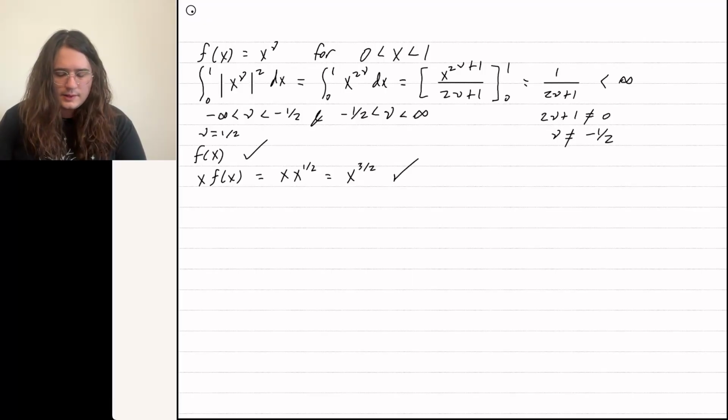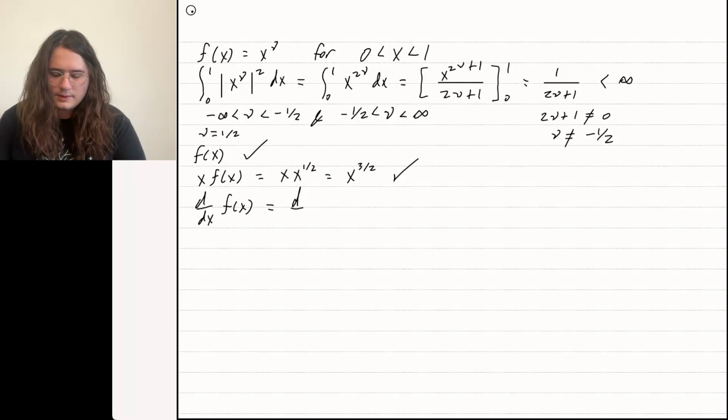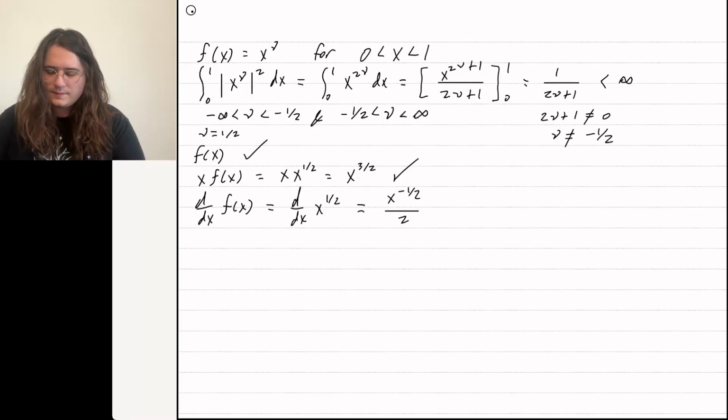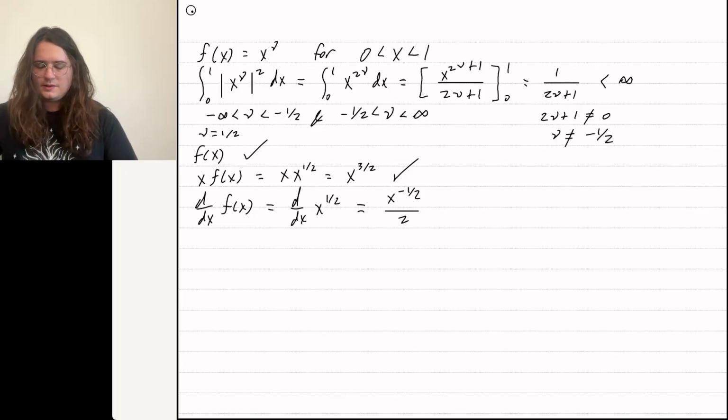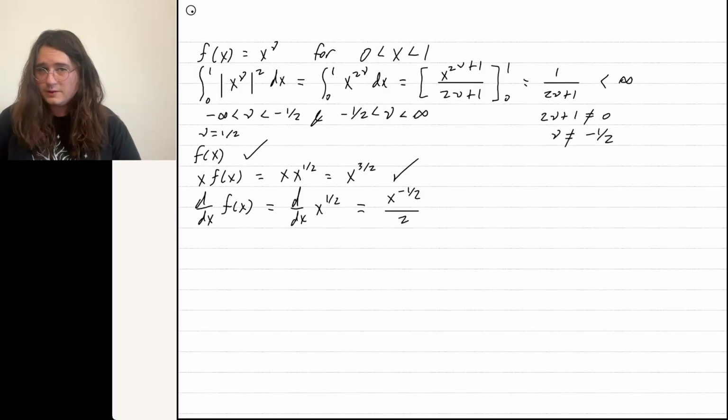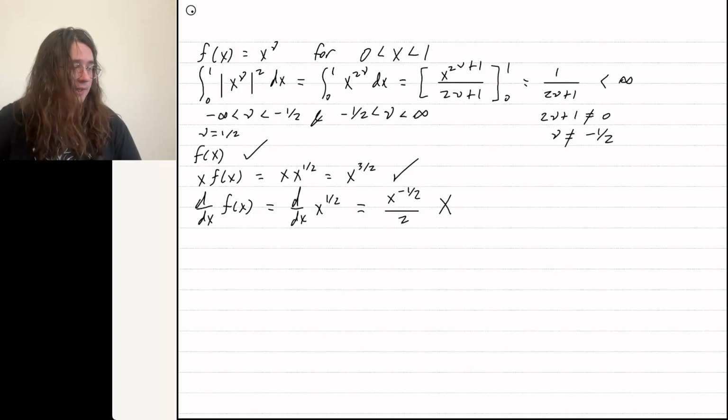The next one is d/dx of f of x. Is that in Hilbert space? It's going to be the derivative of x to the 1/2, which is x to the minus 1/2 over 2, which is essentially a constant times a new value of nu of minus 1/2, which is literally the only value of nu which would diverge. So this one is not in Hilbert space, as it turns out. All right.